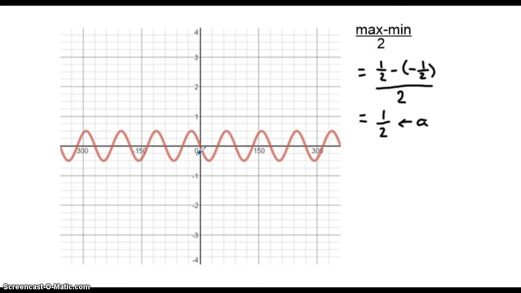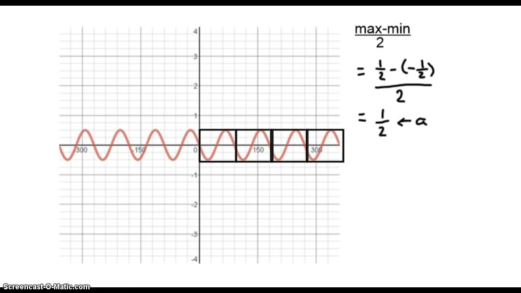How many cycles do we see from 0 to 360? Let's draw a box around one cycle. There is one cycle of the sine function. Notice that it is reflected. How many of these cycles do we see from 0 to 360? This will tell us the value of k. As you can see, we have 1, 2, 3, and then 4. We've drawn 4 boxes around the 4 cycles that occur from 0 to 360.